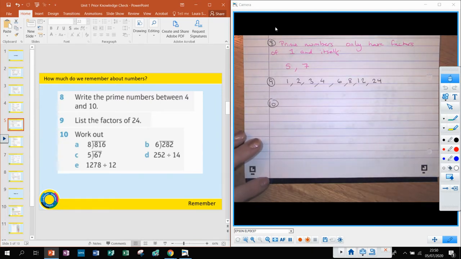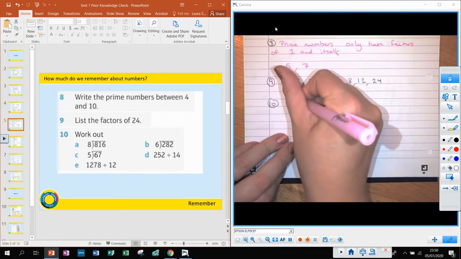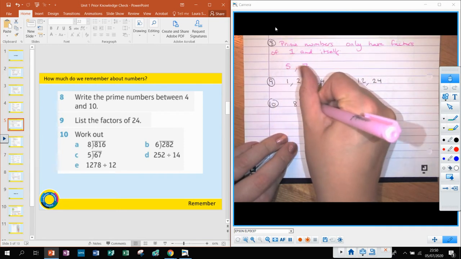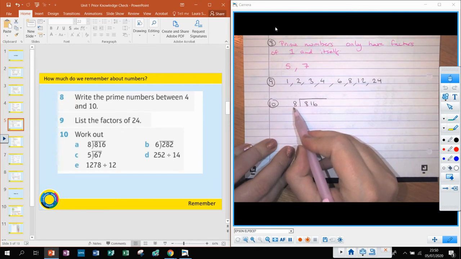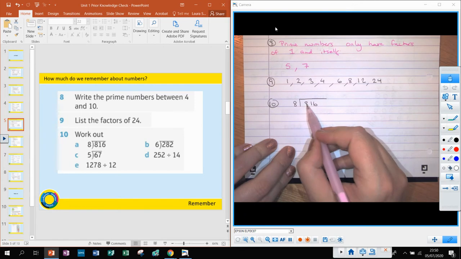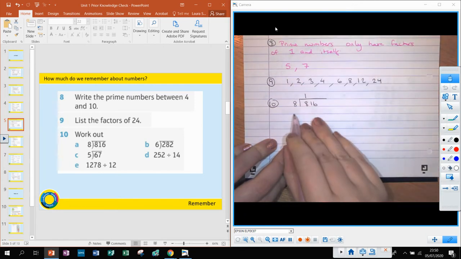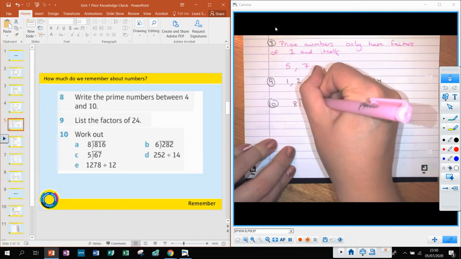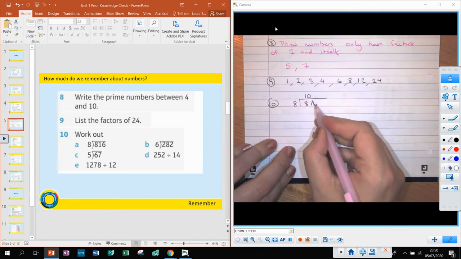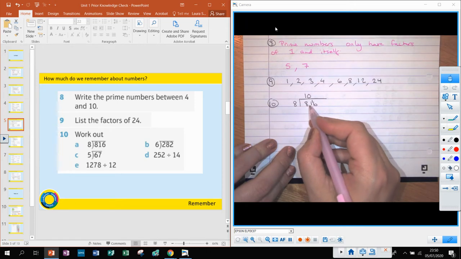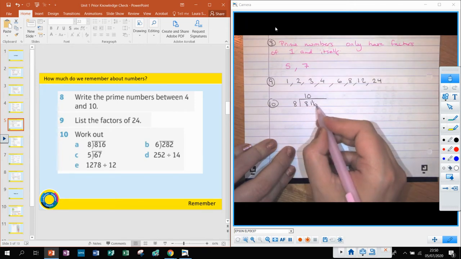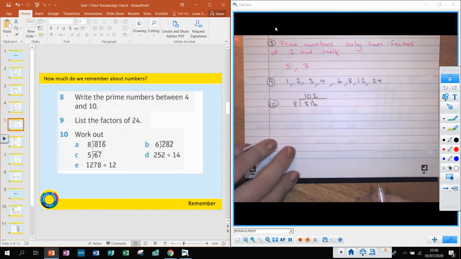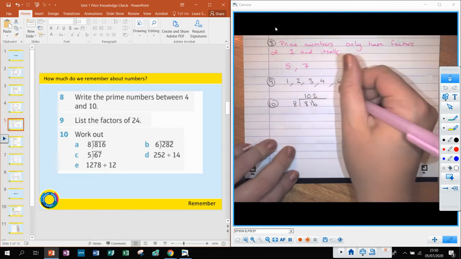Okay, and question 10 is division. So let's take a look at these. 8 into 816. Okay, so you're going to say, how many times does 8 go into 8? Once. How many times does 8 divide into 1? 0. Make sure you're now thinking about this as being 16 because you haven't used that 6 yet. So how many times does 8 go into 16? It goes twice. And so 102 is my answer.